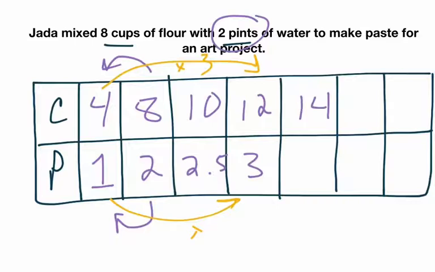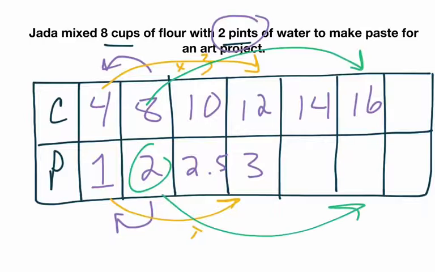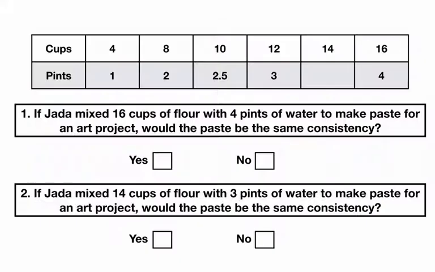Let's do 14 and then 16. 16 is one that's pretty easy, because 16 is just the double of the 8. Whatever you have for 8, 8 was 2 here, let's double it, and make 4 there. So we can use this to fill out our table and see where we're going. I'm going to stop there, and you'll see on this next one I have it put together this way too. We can actually answer a couple of questions, and you don't have to draw this. You already have the table, but you can write either yes or no to these 2 scenarios. One says, if Jada mixed 16 cups of flour with 4 pints of water to make paste for an art project, would the paste be the same consistency?